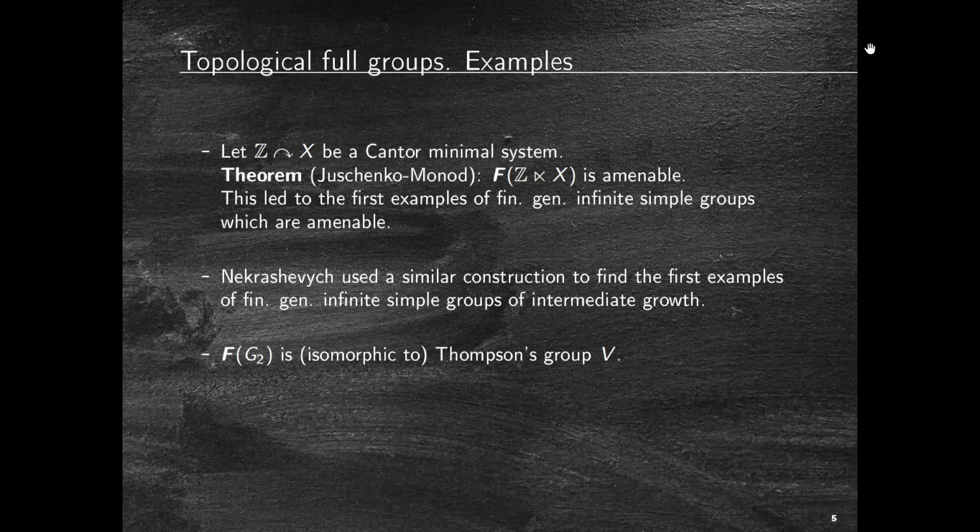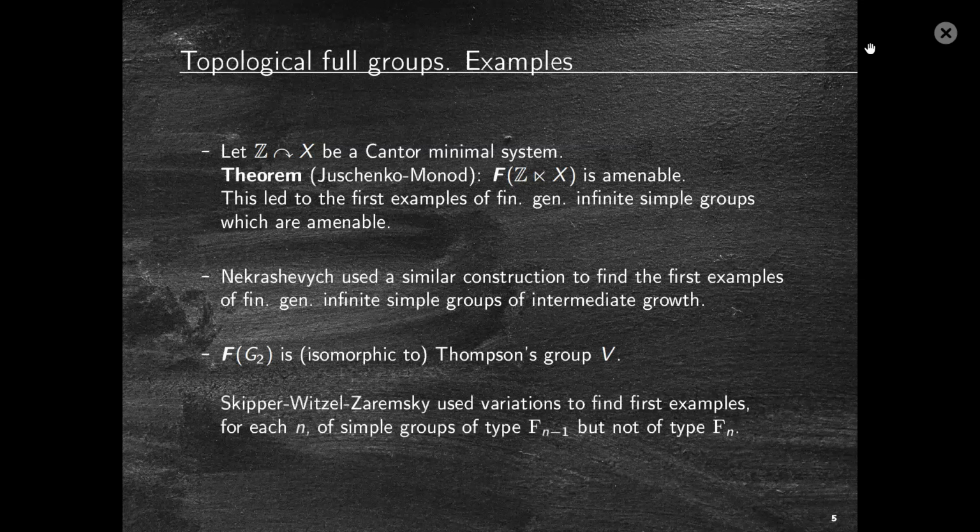And so one result about V and some of its modifications is that Skripowicz and Zaremski used V and variations, as I indicated, to find, again, first examples of infinite simple groups with particular properties. And this time they constructed groups with prescribed finiteness properties, but very precise ones. So type Fn-1, but not type Fn.